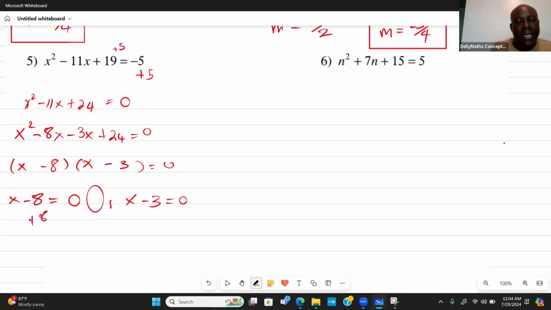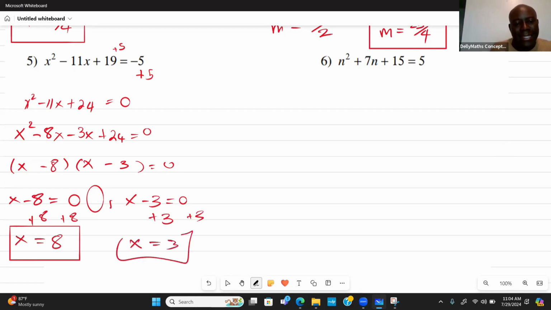Adding 8 to both sides here, x is equal to 8, and that's one answer. For the second response, I'm going to add 3 to both sides. So x is equal to 3, and that's the second response. So our answers are as follows: x is equal to 8, x is equal to 3.